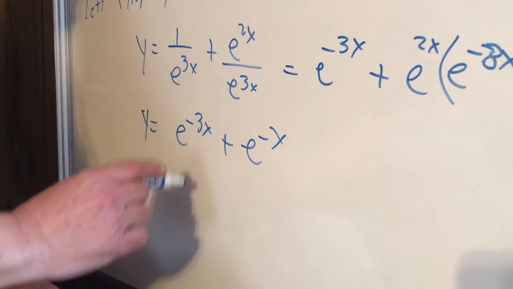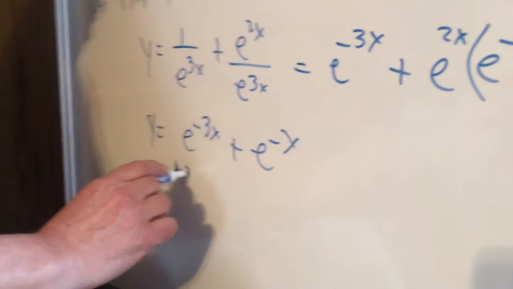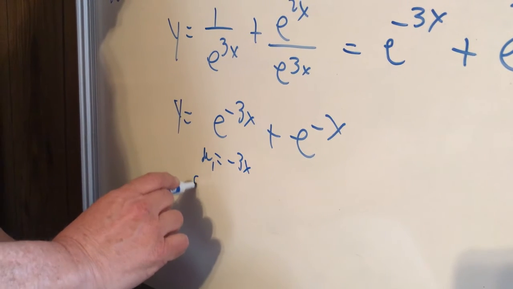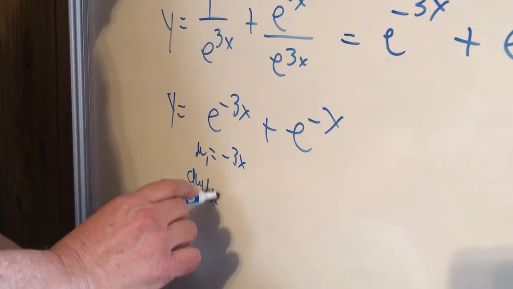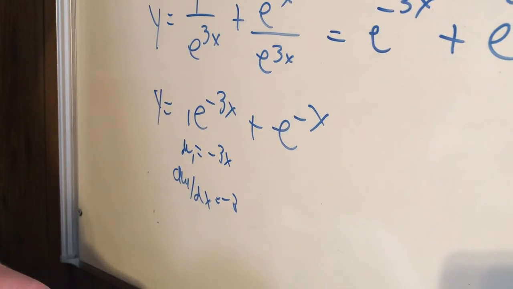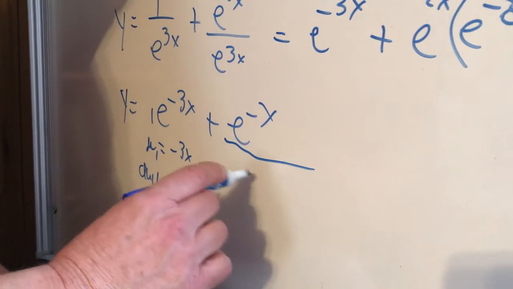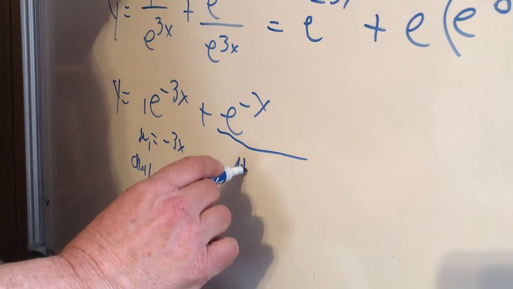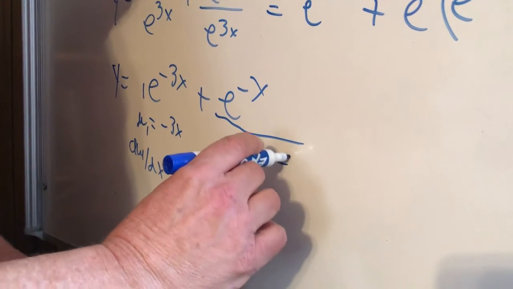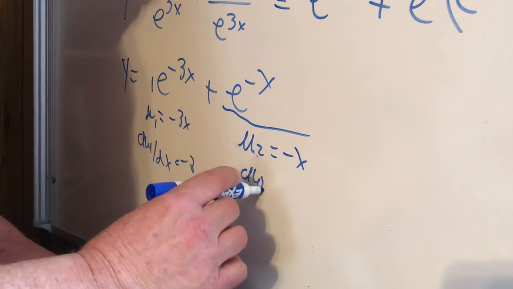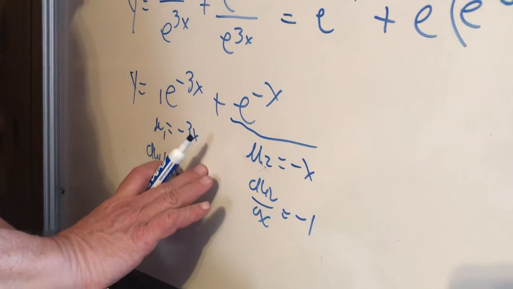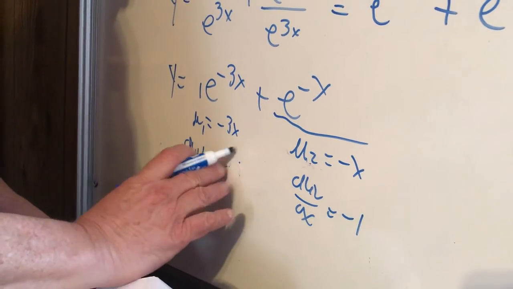If I look at this one here, u is going to be equal to minus 3x. I'll call that u1, and du1 dx is going to equal minus 3. Notice a is 1, I don't have to worry about it. This one over here, u2, is minus x. So du2 dx is minus 1.